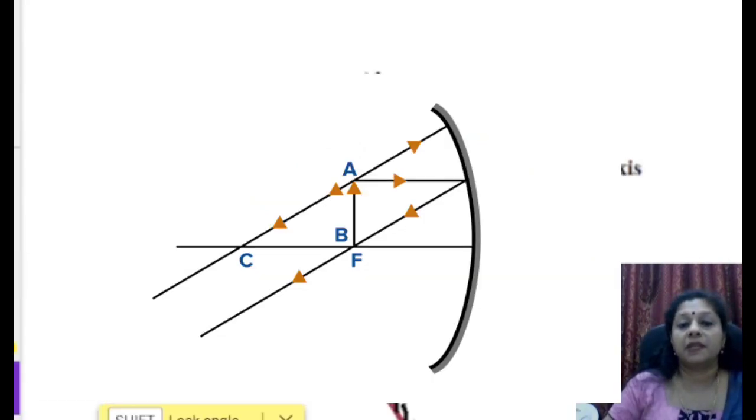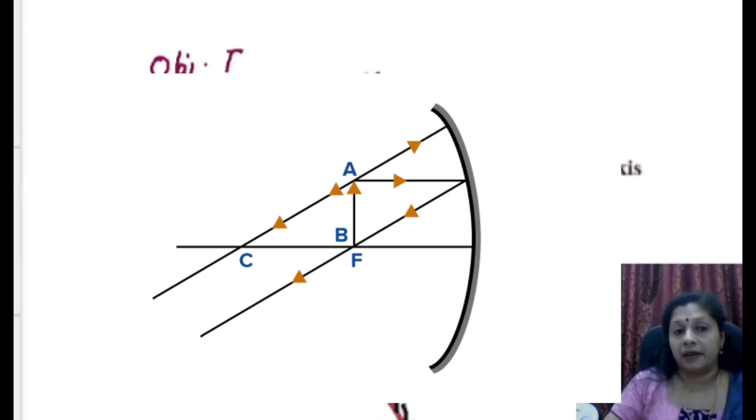Next position of the object is at F. So here the first one, as usual, is parallel, passing through the focus. The second one we will take through the center of curvature. We expect them to meet at infinity. So the object is at F, and the image is at infinity. What is the nature? It is real and inverted, and it is enlarged.